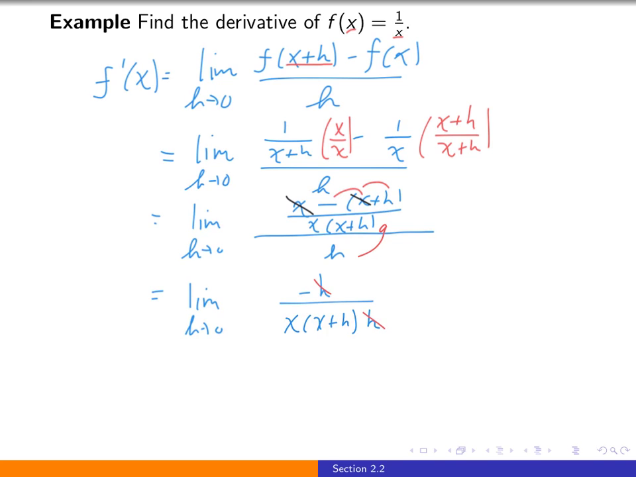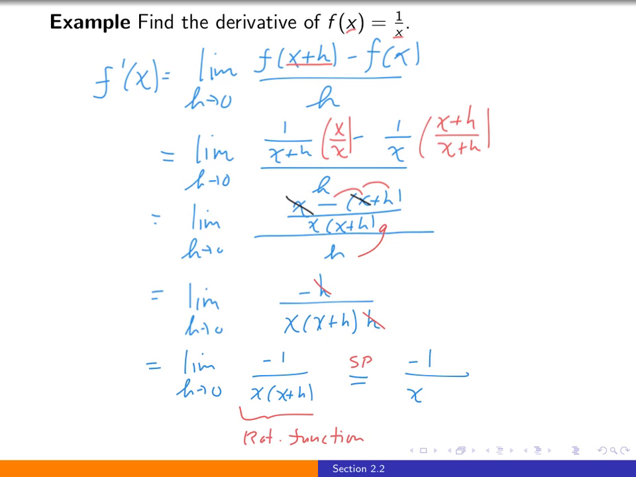The h in the top and the bottom will cancel. So that leaves us with just a minus 1 in the top, and the bottom is x times x plus h. And what we now have is a rational function in terms of h, so we can use the substitution property. That is, we can simply plug in h equals 0. So minus 1 over x times x, so minus 1 over x squared. So what this tells us is that the derivative we are hoping to calculate, f prime of x, is the function minus 1 over x squared.